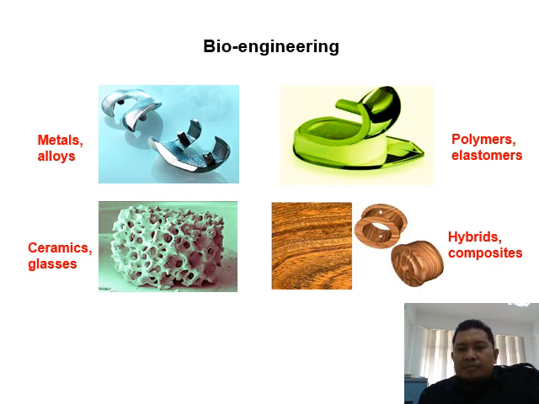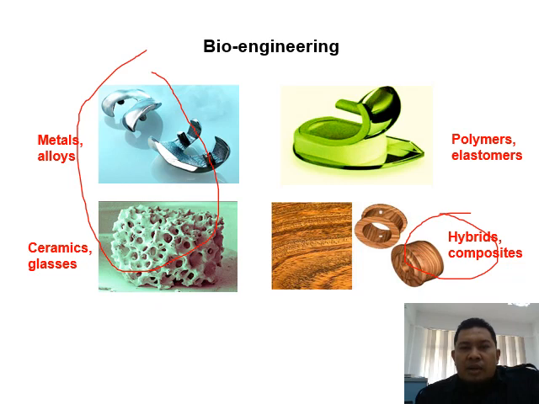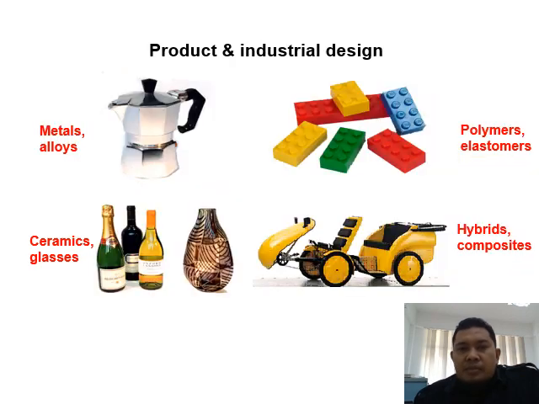Hybrid composite, not so sure, but it can be used. It's quite new for this kind of composite to be used inside your body. Over here, this one is quite common. Okay, metal alloys, ceramic glasses, and so on. Ceramics you can make artificial tools. Metal alloys for hips and joints, and then you have polymer and elastomer, and so on.